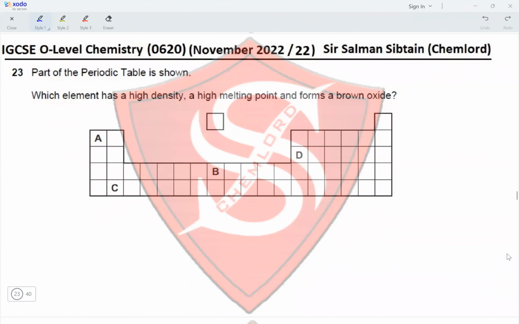Question 23. Part of the periodic table is shown. Which element has a high density, a high melting point, and forms a brown oxide? So it should have a high density, and it should have a high melting point. Both are properties of transition elements. It should also form a colored compound, which is also a property of transition elements. The transition elements are found in the d block of the periodic table, making option B the correct option for this question.